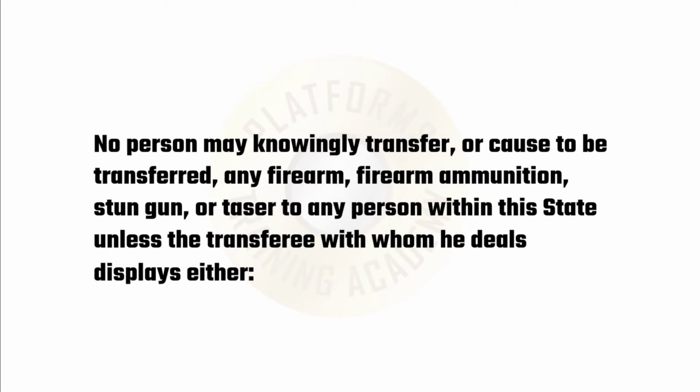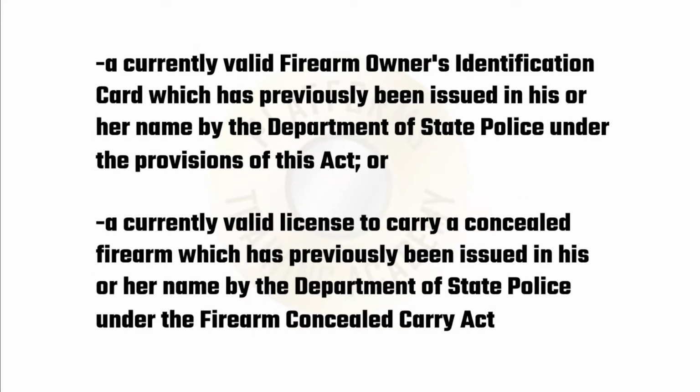In order for you to transfer a firearm or firearm ammunition in the state of Illinois, the person you are dealing with needs to display a currently valid FOID card or a currently valid license to carry a concealed firearm. So if you're selling a firearm to someone in the state of Illinois, the person that is buying the firearm needs to have a FOID card. If you are lending a firearm to someone for the purpose of just going to the gas station, that person needs to only have a concealed carry permit. It is understood that if you have a concealed carry permit, you also have a FOID card though.